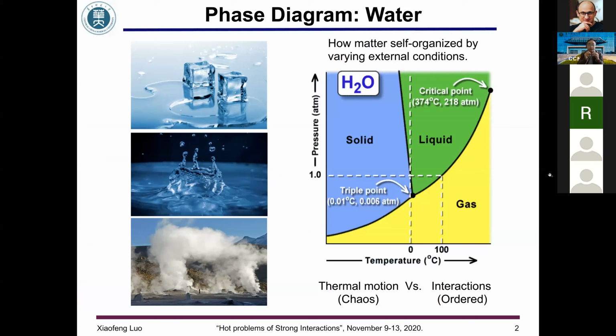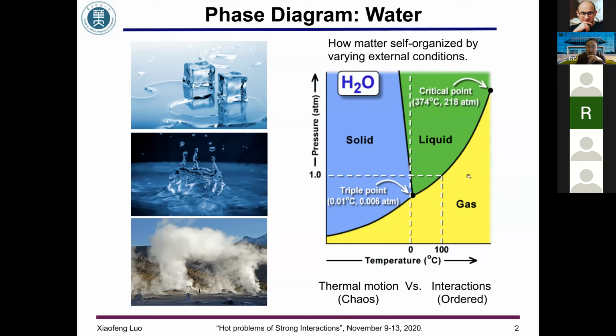So you know that in our middle school science class, we learned that water has three states: ice, liquid water, and gas. Matter will undergo phase transitions by varying external conditions, for example, the pressure and the temperature. The right-hand side shows you the phase diagram of water. You can see how it changes phase under different conditions.